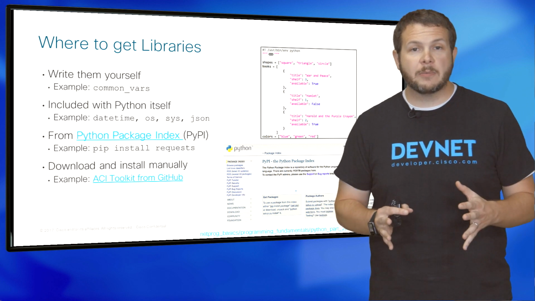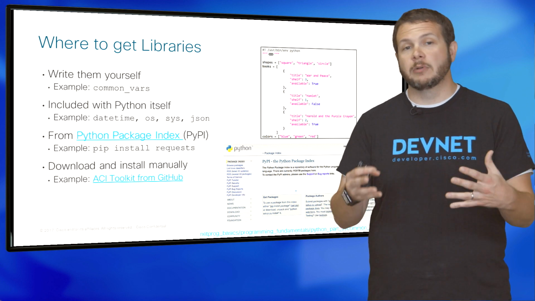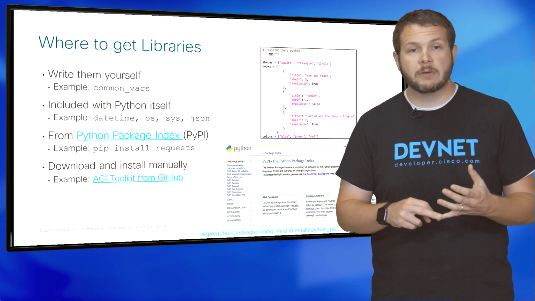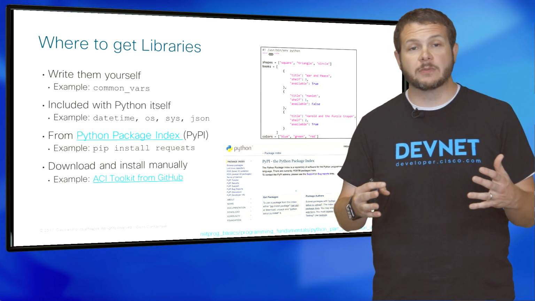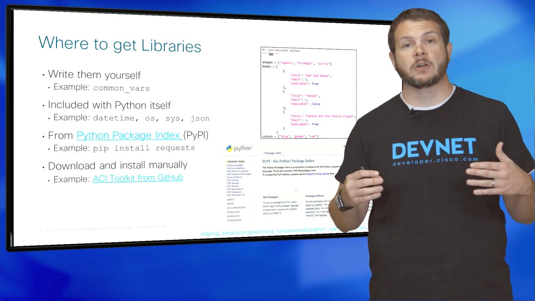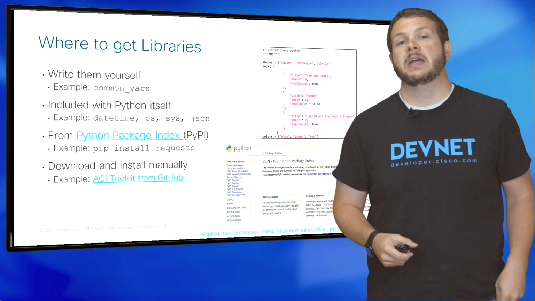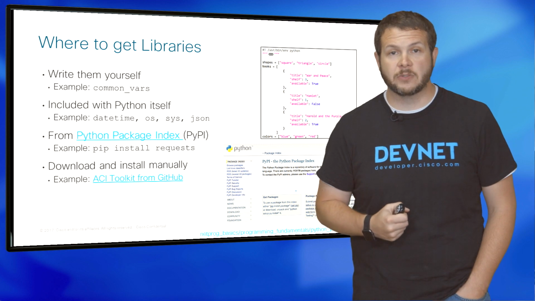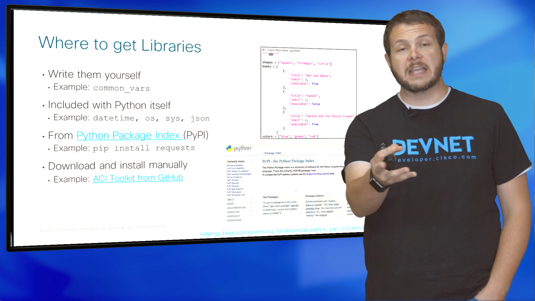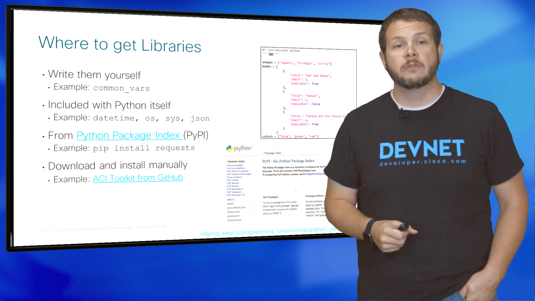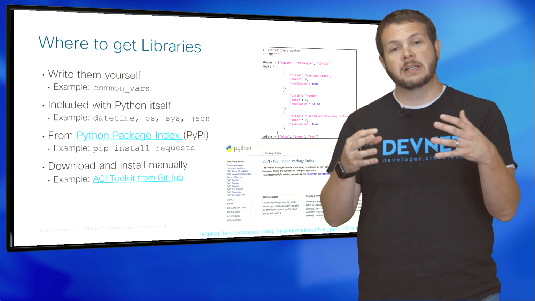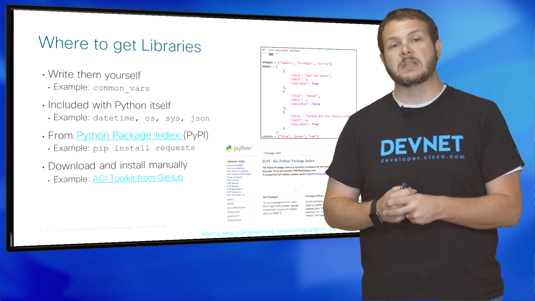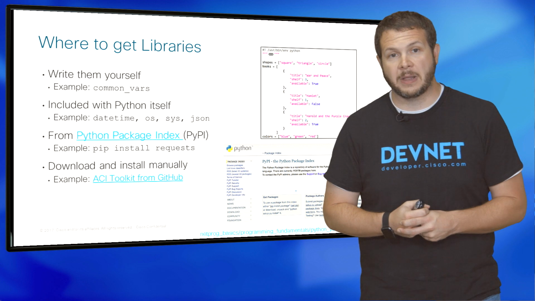Now, not every library that developers have created is available on PyPI. Due to copyright restrictions or access, there may be lots of reasons that a developer doesn't want to post their code directly up on PyPI for use like that. In that case, you can download and install them manually. An example of that would be the ACI toolkit put out by Cisco, which is a set of scripts, libraries, and applications to interact with the ACI data center SDN platform.